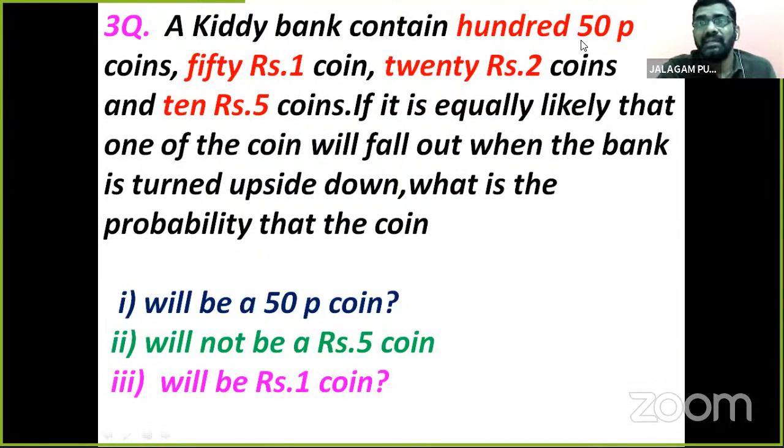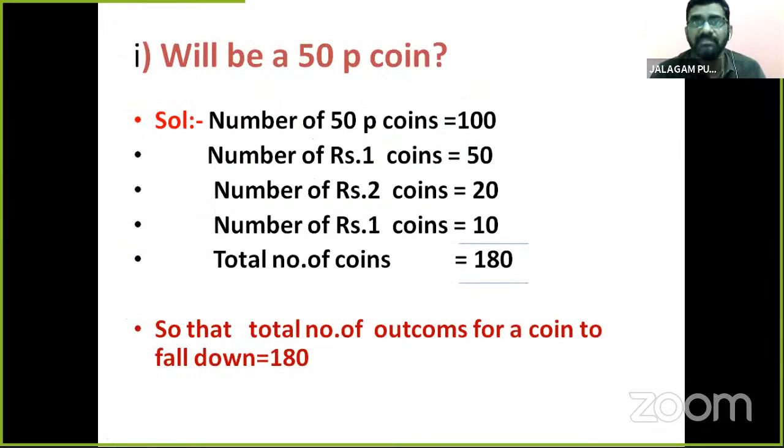A piggy bank contains 150 50-paise coins, 50 one-rupee coins, 20 two-rupee coins, and 10 five-rupee coins. If it is equally likely that one of the coins will fall out when the bank is turned upside down, what is the probability that the coin will be a 50-paise coin?